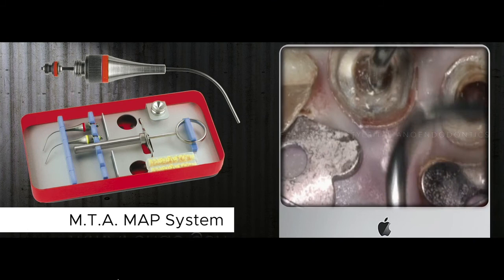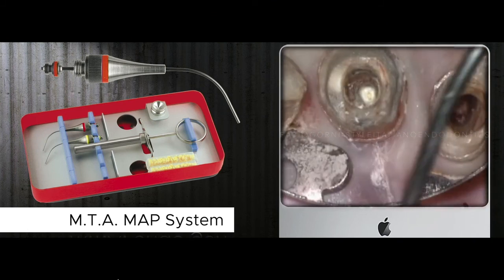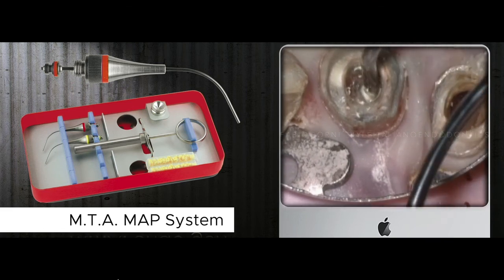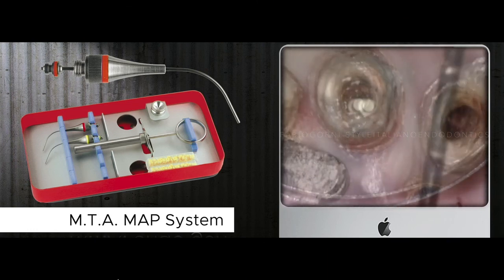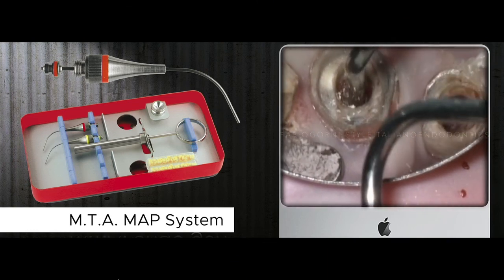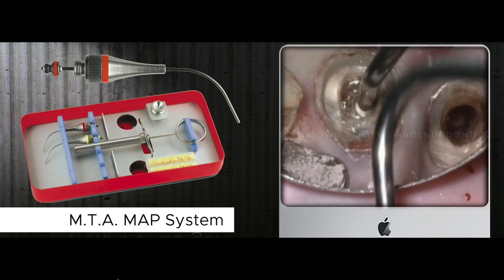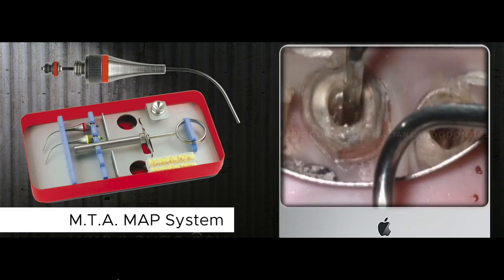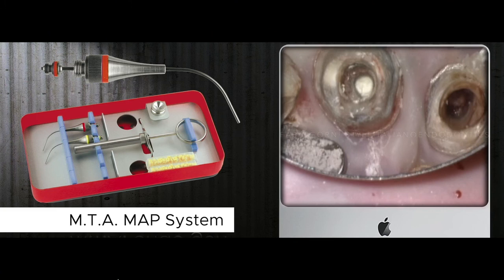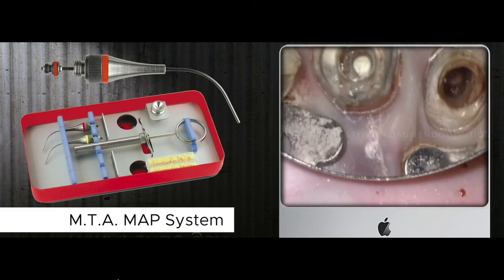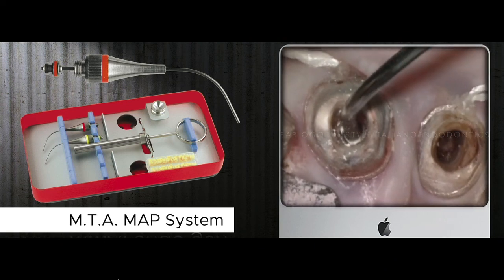Also, for the apical plug, we can use a paper point or also a plugger. If you want to use a plugger, please use it gently. As I remind you, we don't need to push the material too much because the material is soft, so we only gently adapt the material inside of the area.